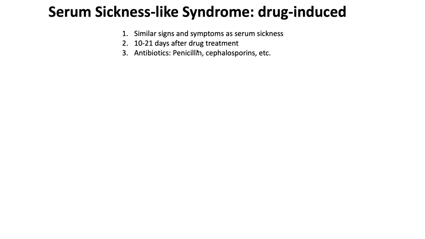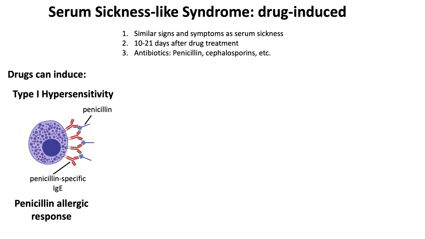You can also induce a serum sickness-like syndrome with drugs, and this can be induced by antibiotics like penicillin and cephalosporins, which is relevant to this class. And again, these serum sickness-like syndromes can occur 10 to 21 days after drug treatment, and they occur when these antibiotics or drugs are able to induce an IgG response, and that IgG is able to form immune complexes with the drug. And so drugs can induce a variety of hypersensitivity reactions, including type 1 hypersensitivities, which we've discussed previously.